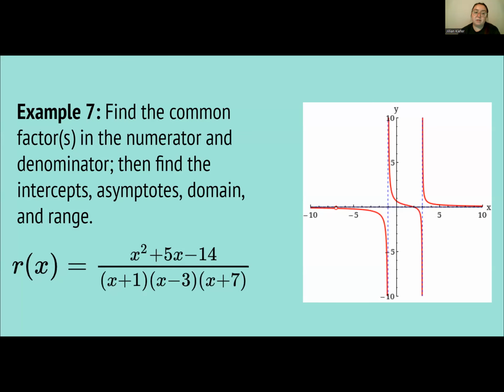All right, example 7, we're going to find the common factors in the numerator and denominator, and then we're going to find the intercepts, asymptotes, domain, and the range. So our function here is r of x is equal to x squared plus 5x minus 14 divided by x plus 1 times x minus 3 times x plus 7. And we have the graph given to us right here. We see some asymptotes happening, two vertical asymptotes, one horizontal asymptote. See there's a hole right here, so we want to make sure to look out for that when working on our problem. All right, let's go on over to our notes so we can go ahead and work on this problem.